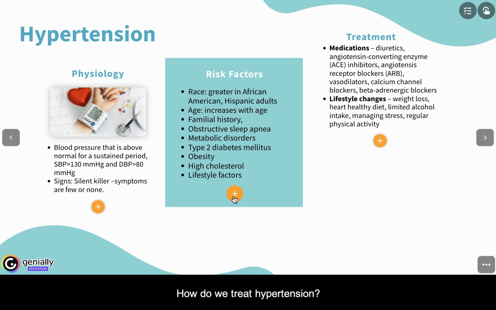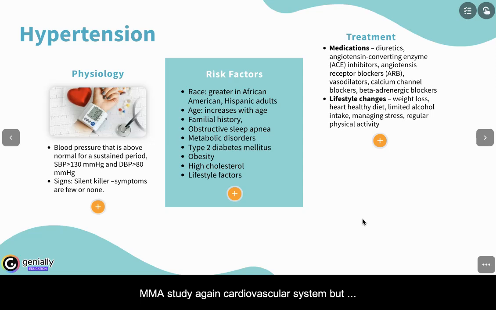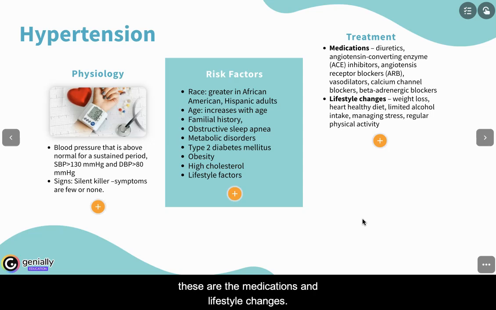Then we have the treatment. How do we treat hypertension? We treat hypertension with diuretics. Sometimes it could be because they have too much fluid in their body, so the doctors will start them off with an ACE inhibitor or a diuretic or angiotensin receptor blockers, and we'll cover these in more detail when we study the cardiovascular system again. But these are the medications. And lifestyle changes: weight loss, heart healthy diet, limiting alcohol intake, managing stress, regular physical activity.